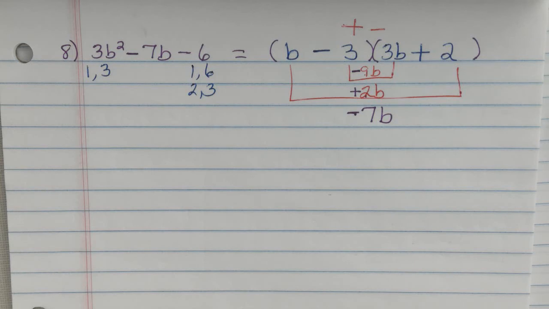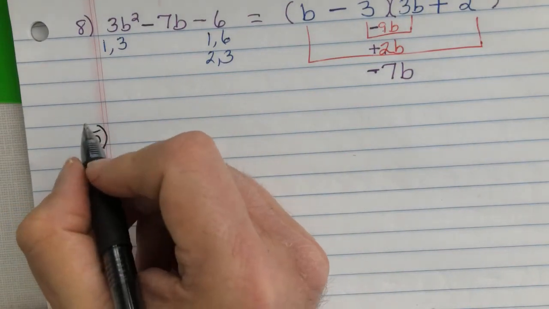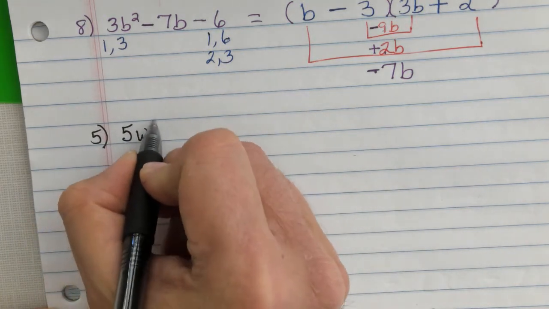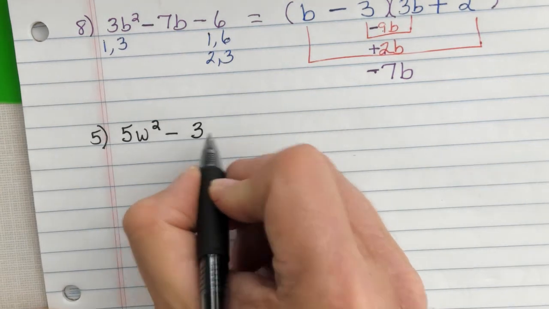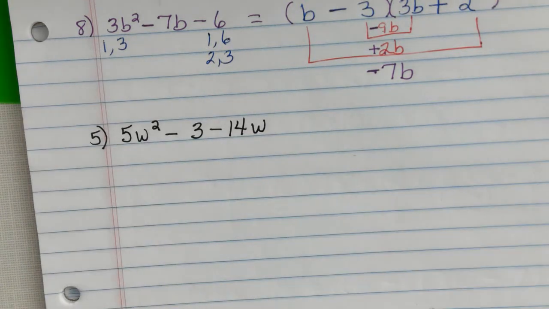You know what, instead of that one, let's go back to number 5. It's a little trickier than number 9. Number 5: 5w squared minus 3 minus 14w.